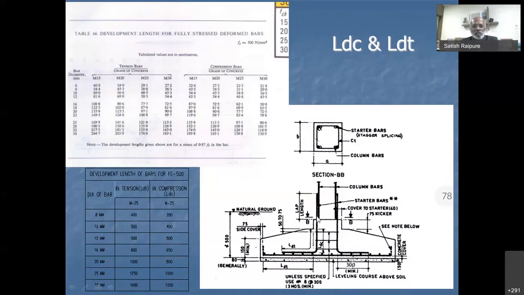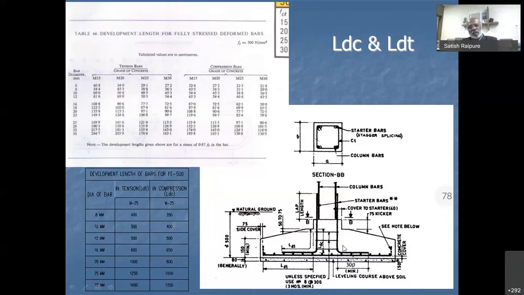Even this pedestal is not counted in LDC. If you want to satisfy the LDC, you will have to provide a bigger area so that this can be a part of the footing, and then the LDC criteria is satisfied. We always recommend, and we always provide, the development length of bars for that particular grade of steel and concrete in every drawing, so that there won't be any confusion how this LDC and LDT should be satisfied at the site.